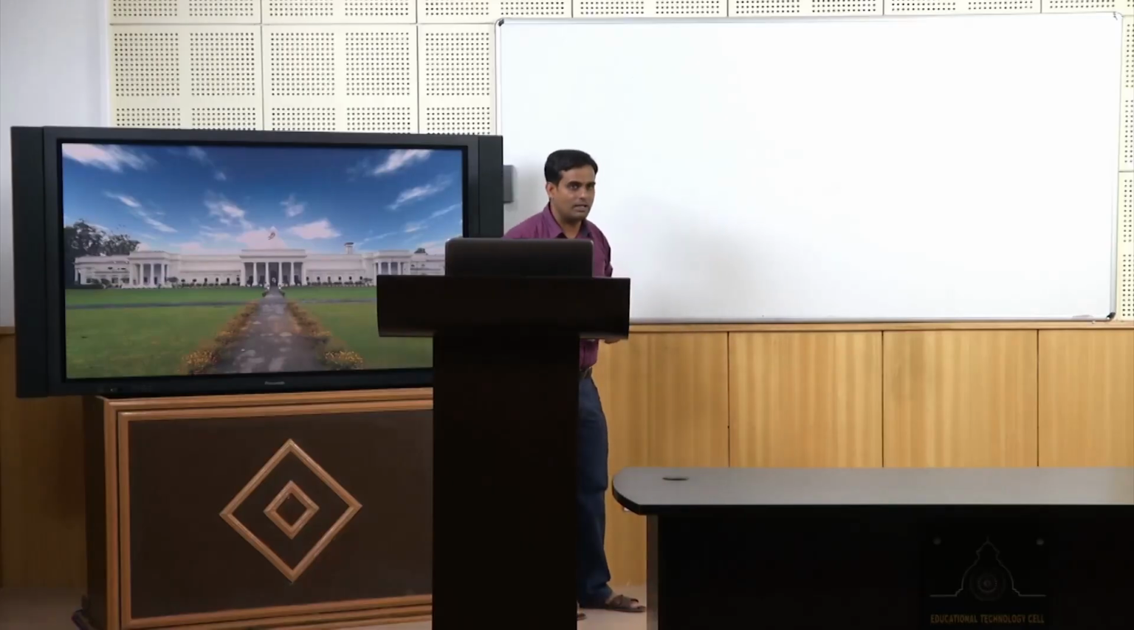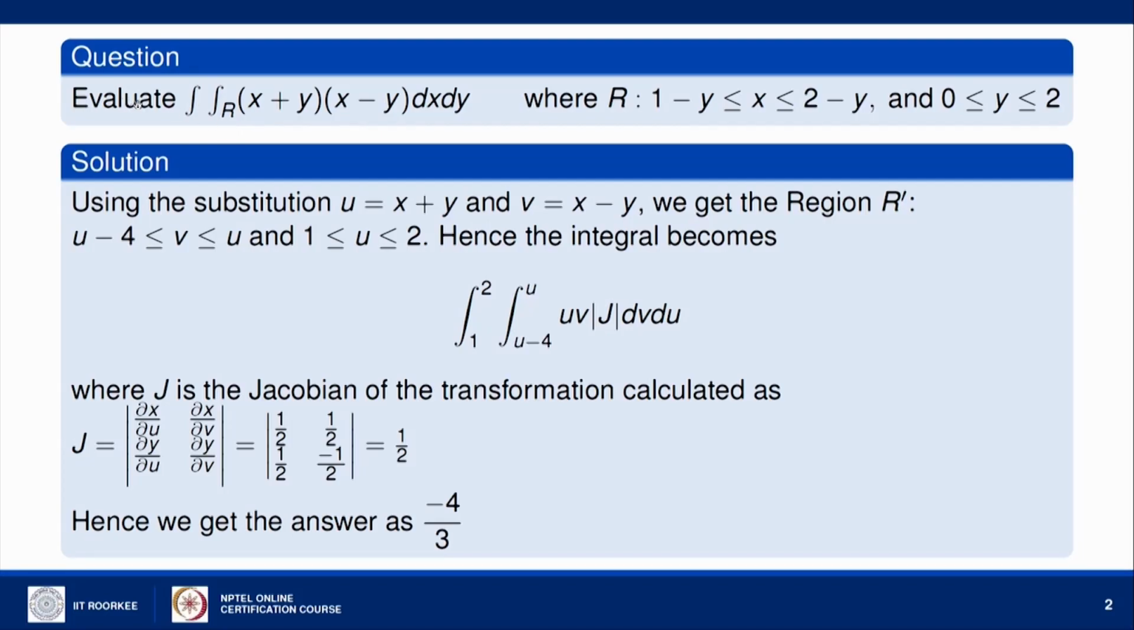Now, take another example. In this example we have to evaluate this particular double integral over a region R. Here it is the double integral of x plus y times x minus y dx dy, and the region R is given such that x is bounded by 1 minus y to 2 minus y, and y is between 0 to 2. First of all, we cannot evaluate this integral in an easy manner directly in this region. So what do we need to do? We need to make some transformations or change of variables.